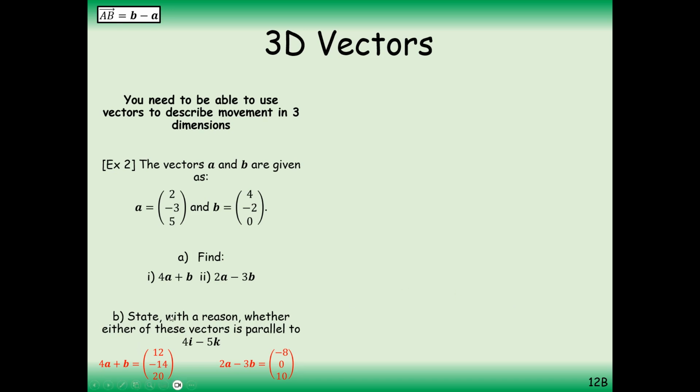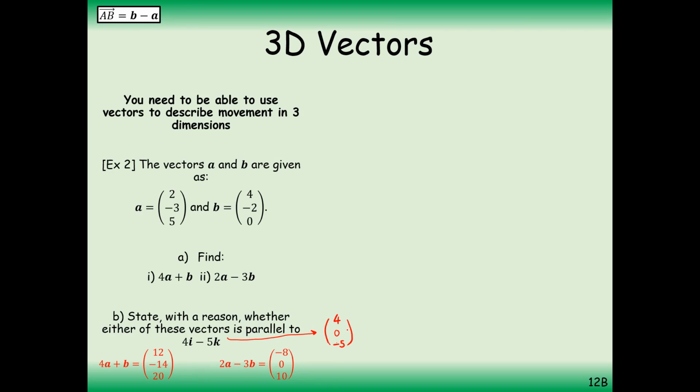Part B is asking us to state with a good reason whether either of these vectors is parallel to a third vector, 4i minus 5k. Now here we have to do some exploration. We can rewrite this vector as a column vector. 4 travels in the x direction. We have 0j, so we put a 0, and we have a negative 5 here.